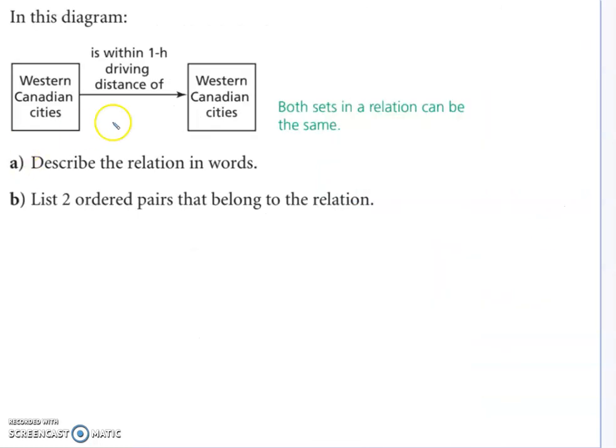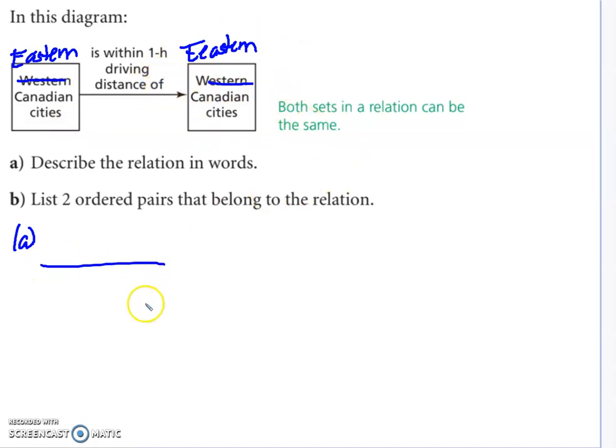So last up, I am going to change this to Eastern since we're over here living on the East Coast. So can we write this as a sentence? So describing a relationship in words, you could say the eastern Canadian cities that are within 1 hour driving distance of other eastern Canadian cities. That could be your description in words.